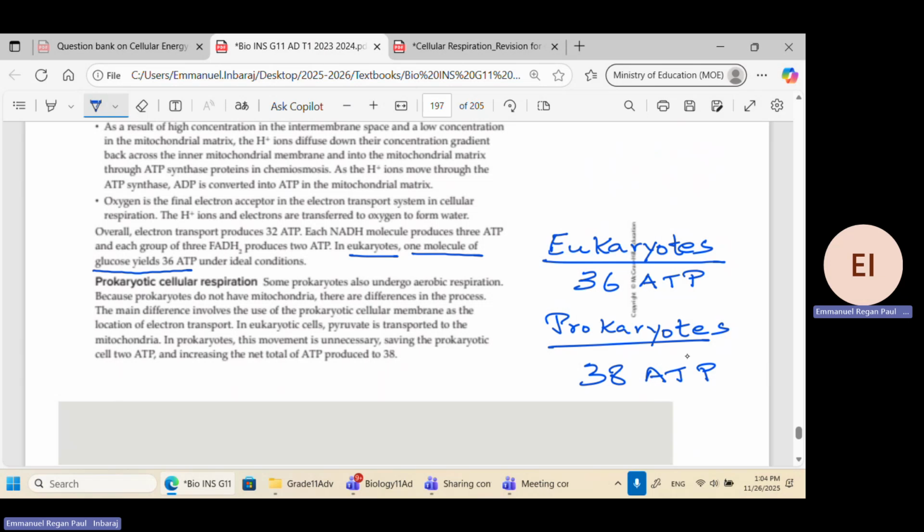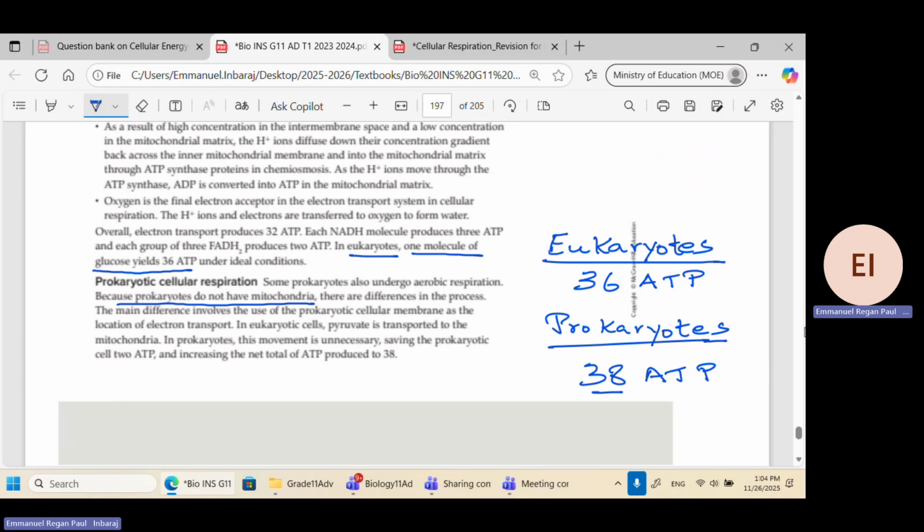Why do they produce 38 ATP? Because they are bacteria. They do not have mitochondria. So when they do not have mitochondria, they do not require energy, so you get more ATP molecules. So 38 in prokaryotes and 36 in eukaryotes.